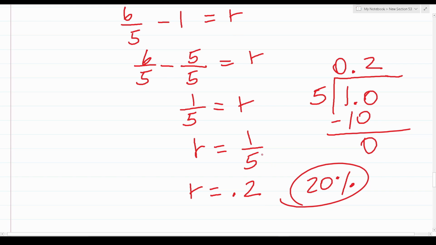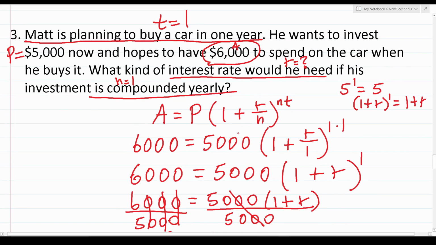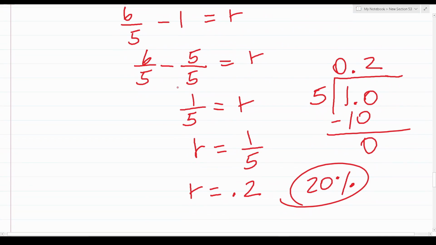So if Matt wanted to buy this car, and he wanted to have $6,000 after a year of investing $5,000, he would need to have an account that had an interest rate of 20%.